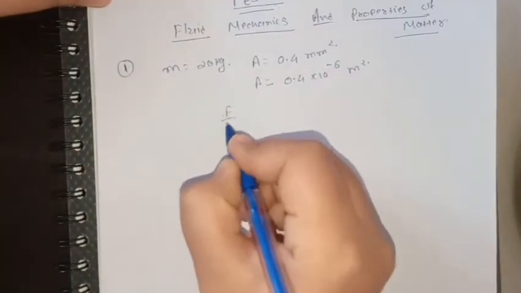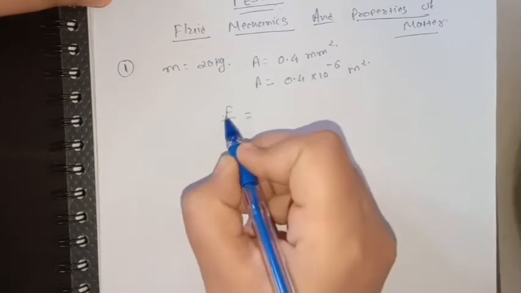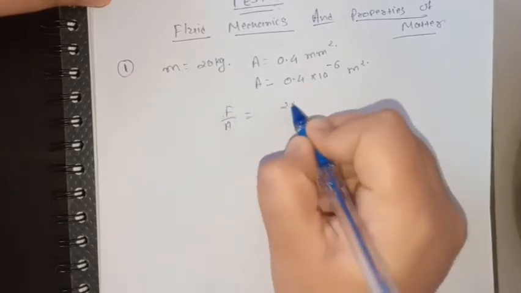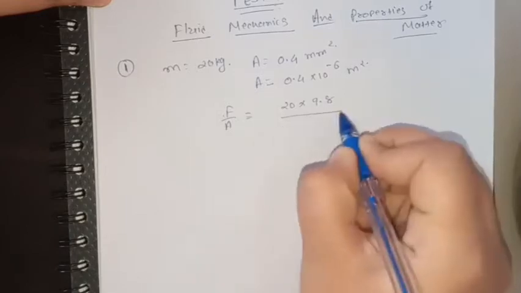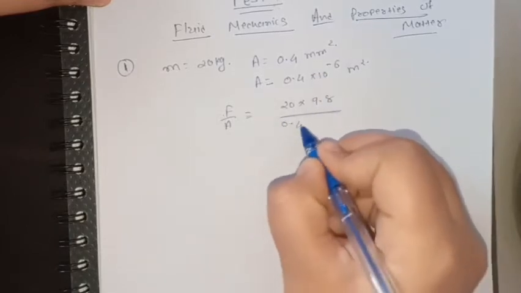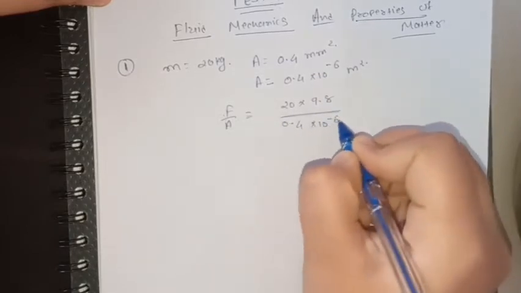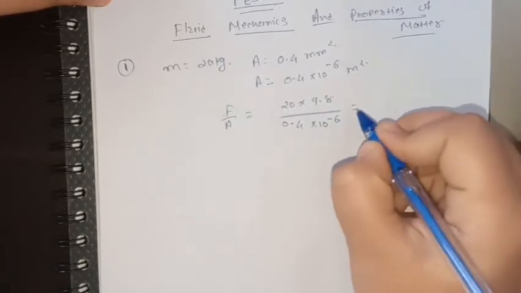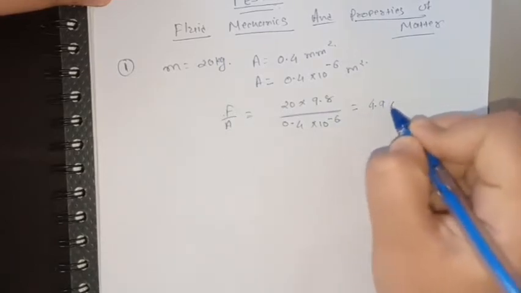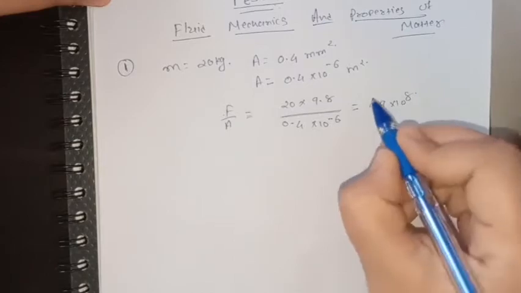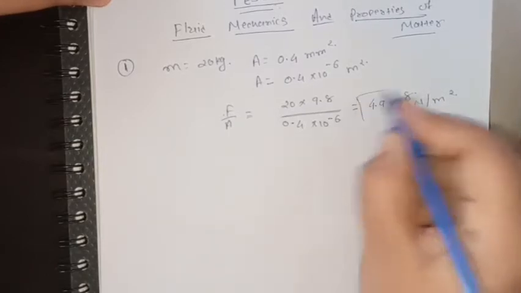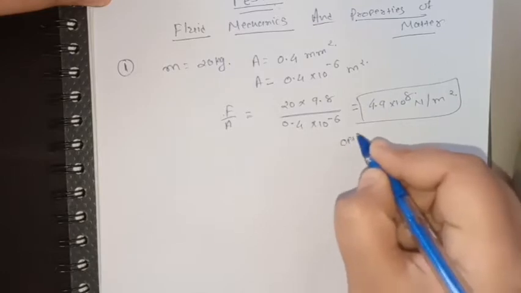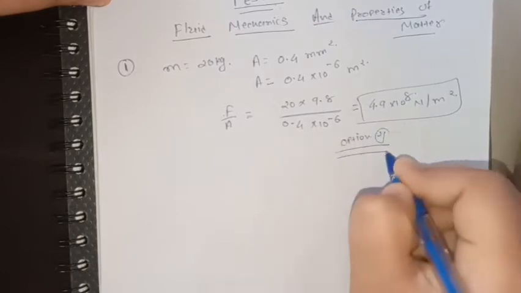The stress can be given as F by A. Here force is the gravitational force, that is 20 into g, that is 9.8, divided by area is 0.4 into 10 power minus 6. Simplified, we will get 4.9 into 10 power 8 Newton per meter square. So option 2 is correct option.